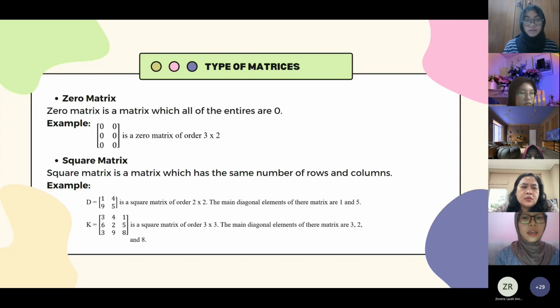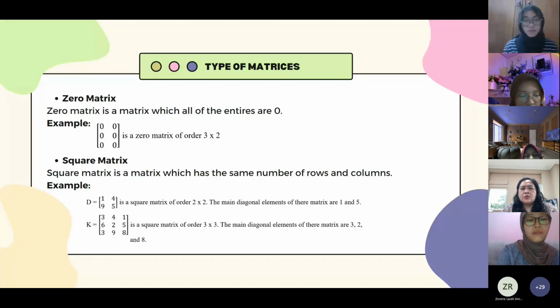Okay, the third type of matrix is the zero matrix. A zero matrix is a matrix in which all of the entries are 0. Example like this, a zero matrix in which all the entries are 0. So the example is a zero matrix of order 3 by 2.